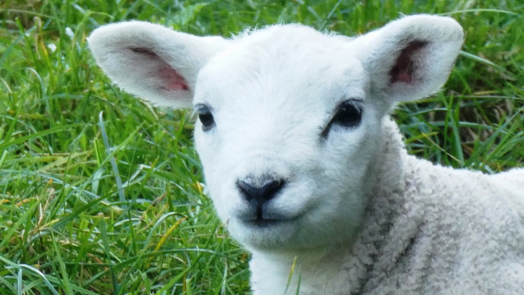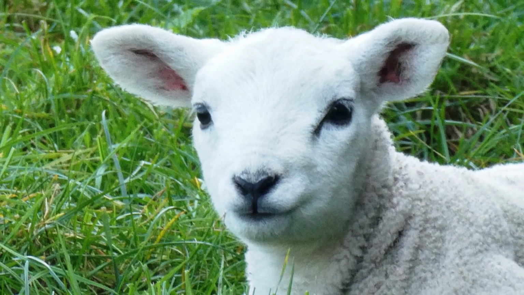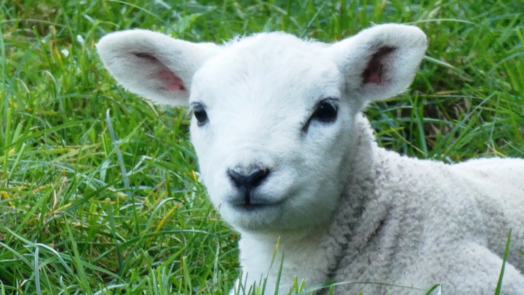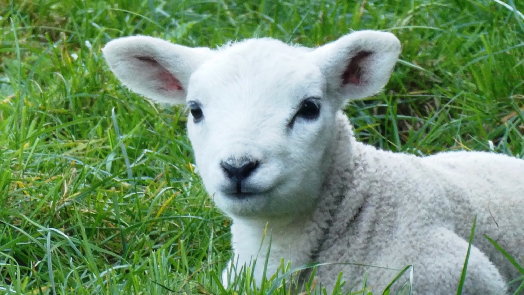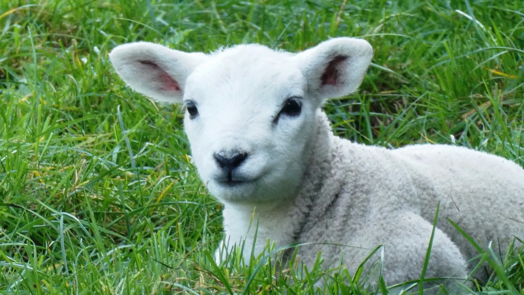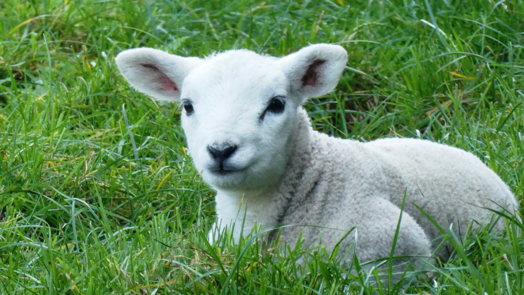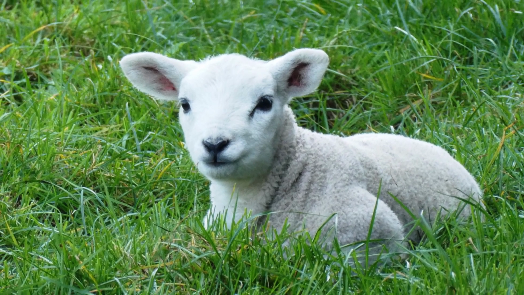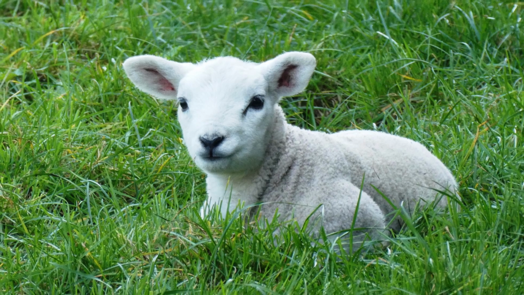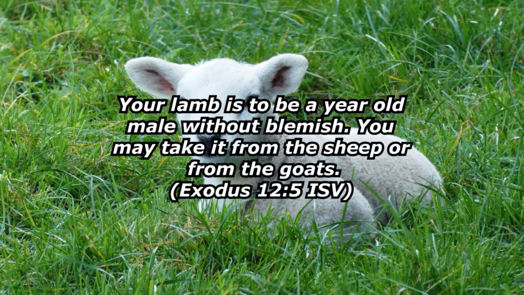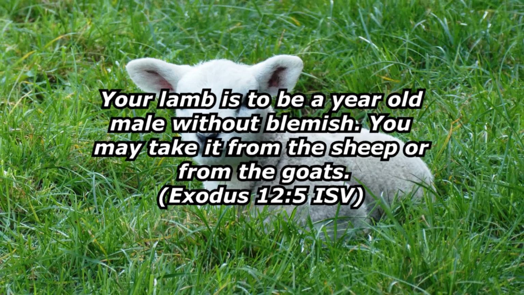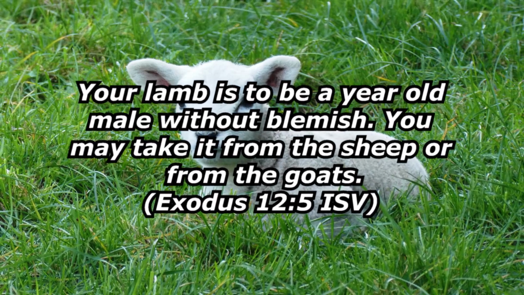The age and lack of blemish of the lamb picture the sinless innocence of Jesus. Though we normally think of Jesus as pictured by a lamb from the sheep, what other kind of animal could the Passover sacrifice be? Your lamb is to be a year-old male without blemish. You may take it from the sheep or from the goats.